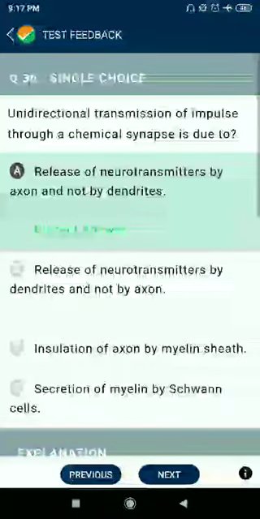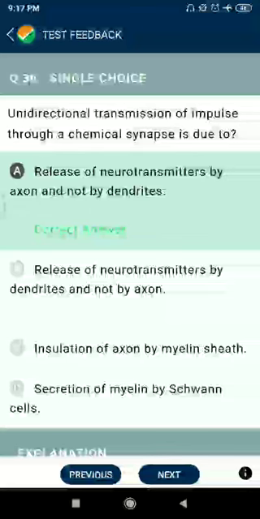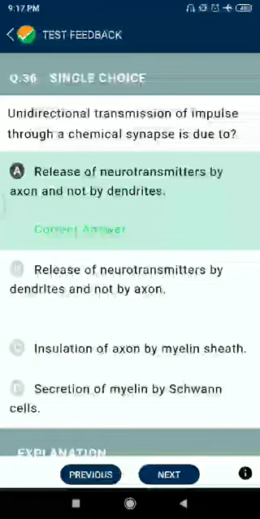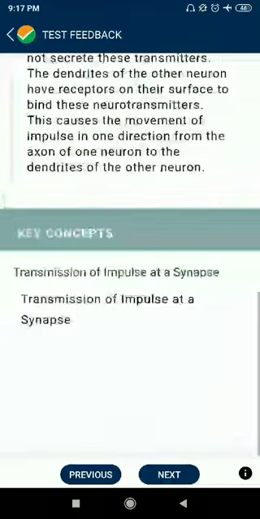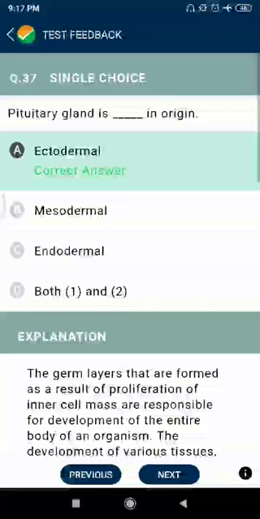Question number 36. Unidirectional transmission of impulse through a chemical synapse is due to release of neurotransmitters by axons and not by dendrites. Question number 37. Pituitary gland is ectodermal in origin.